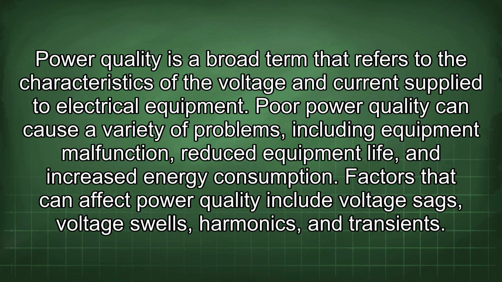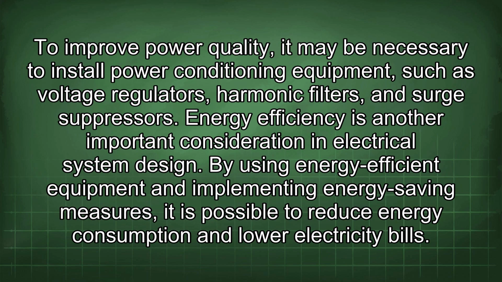Power quality is a broad term that refers to the characteristics of the voltage and current supplied to electrical equipment. Poor power quality can cause a variety of problems, including equipment malfunction, reduced equipment life, and increased energy consumption. Factors that can affect power quality include voltage sags, voltage swells, harmonics, and transients. To improve power quality, it may be necessary to install power conditioning equipment such as voltage regulators, harmonic filters, and surge suppressors.